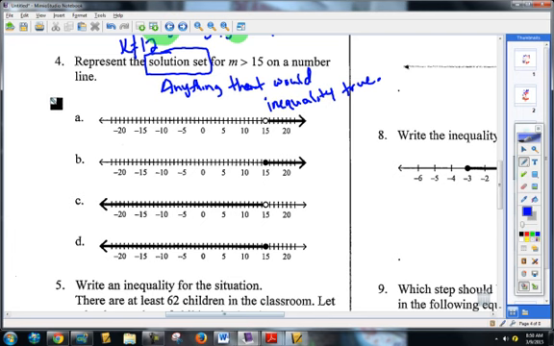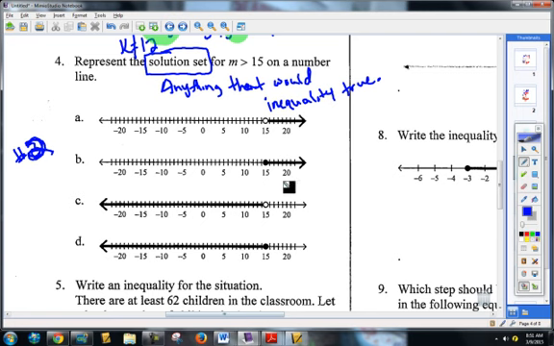Okay? So you didn't have to solve. By the way, this is learning target number 3. I'm sorry, this is learning target number 2. I apologize, sorry about that, guys. It's learning target number 2, plotting inequalities on a number line.